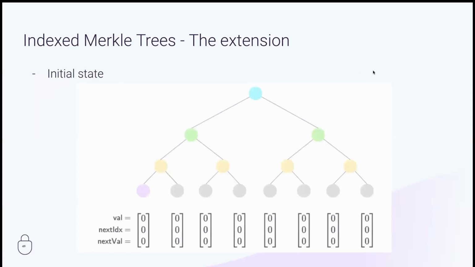So the initial state will essentially look like this, where you have your tree, but instead of having just these indexes and all the values are null, we now have like 3 values for every node. We have the value itself, and then the pointers to its successor.